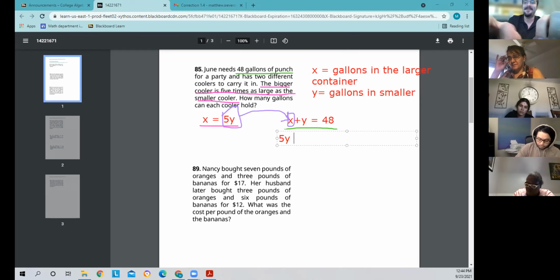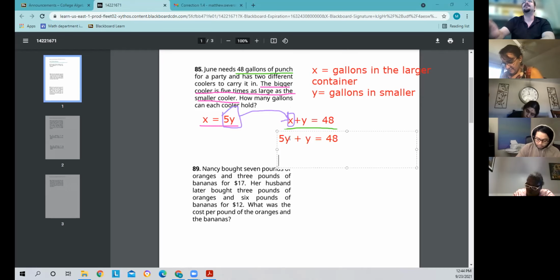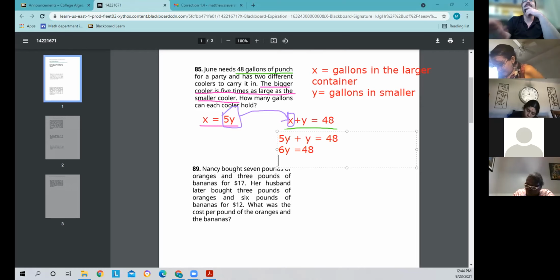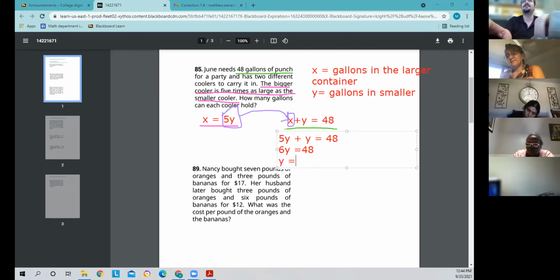Okay, 5Y plus Y equals 48. 48, there we go. And then we have 6Y equals 48. Yeah, like terms, we can combine. And now we're doing Y is equal to 48 over 6. 48 divided by 6 is 8. Y equals 8. That is great.